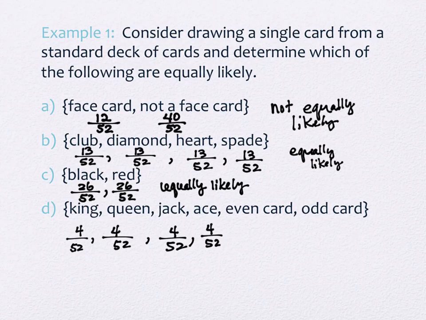The next one says even cards. How many even cards are in a single suit? Let's count them. Just a single suit. 2, 4, 6, 8, 10. There's 5. Did you count 5? 2 up to 10? There's 5 even numbers in each suit, and there are 4 suits. So how many even numbers are there? 20. Does everybody understand where I got 20 from?